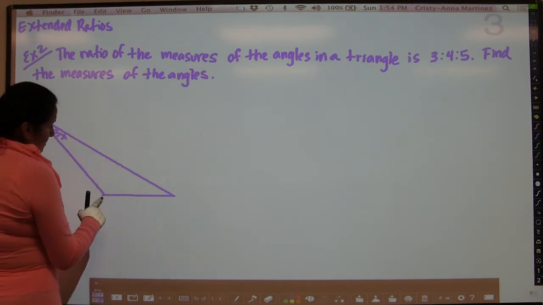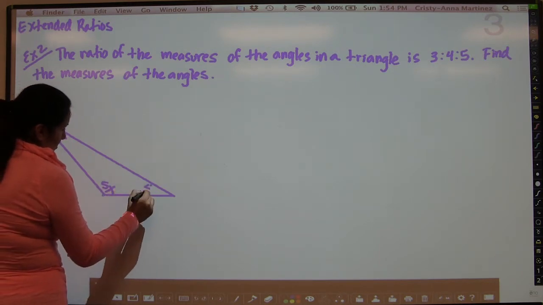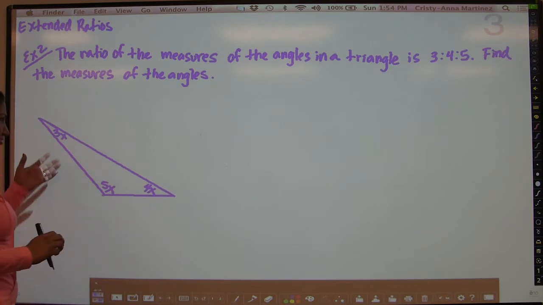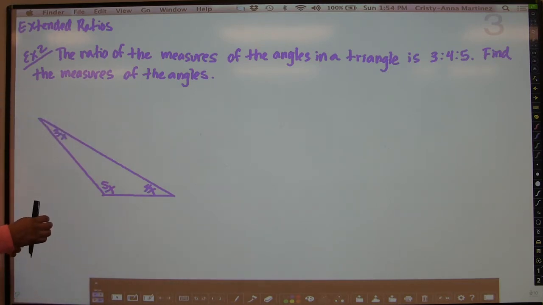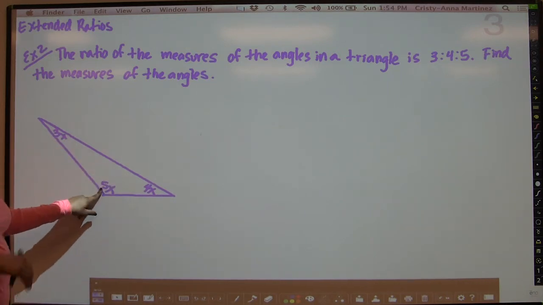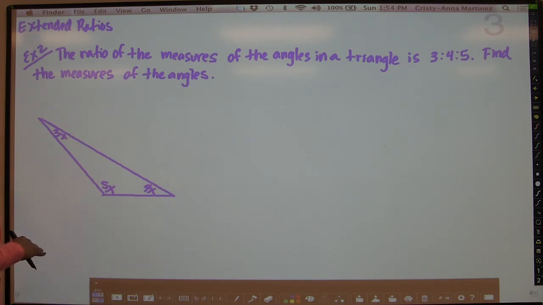And then this is probably the biggest angle. We're going to call that one 5x. And this is probably second to the biggest, 4x. And you don't have to necessarily draw the diagram. I just drew it so that you can see it better, understand what's happening here. We don't know what the actual angle measure is, but we know that whatever it is, we're going to times it by 3 and 4 and 5 in order to get that ratio of 3, 4, 5. So we have 3x, 4x, and 5x as our angle measures.